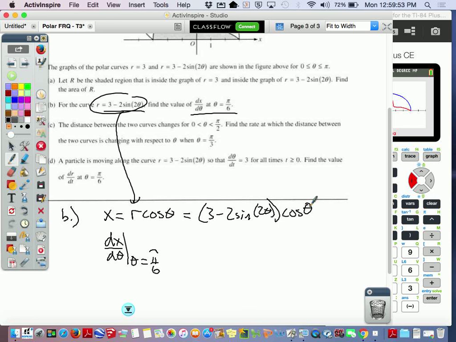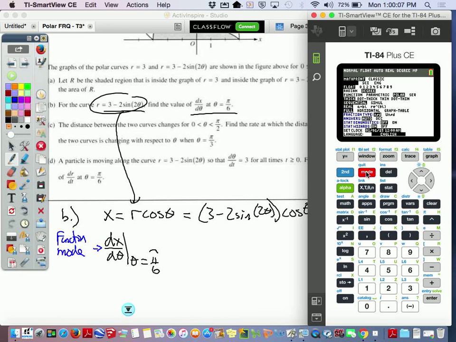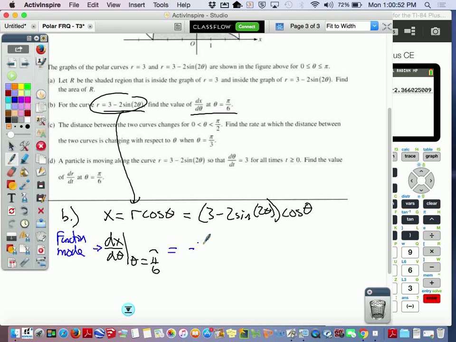Now we want to have the calculator do the work for the dx d theta calculation. Remember, to do that, you want to be back in function mode. So I'm going to switch up my mode. Also, I'm going to be in radians because now I'm calculating, not just graphing. Function y equals, I'm going to plug in this x equation, 3 minus 2 sine of 2x times cosine of x. Now, to find the derivative at a point, I do math 8. Bring up my y sub 1. Plug in pi over 6. And we get negative 2.366.